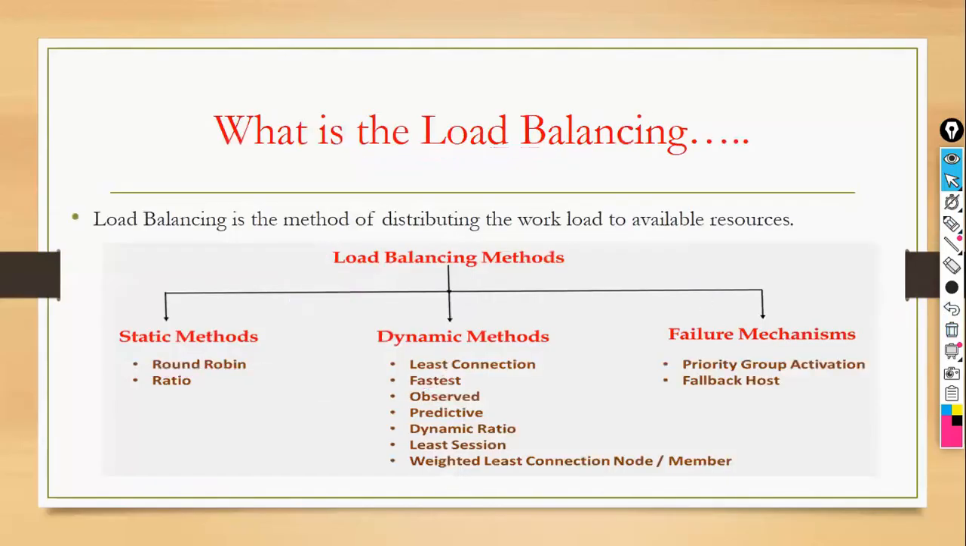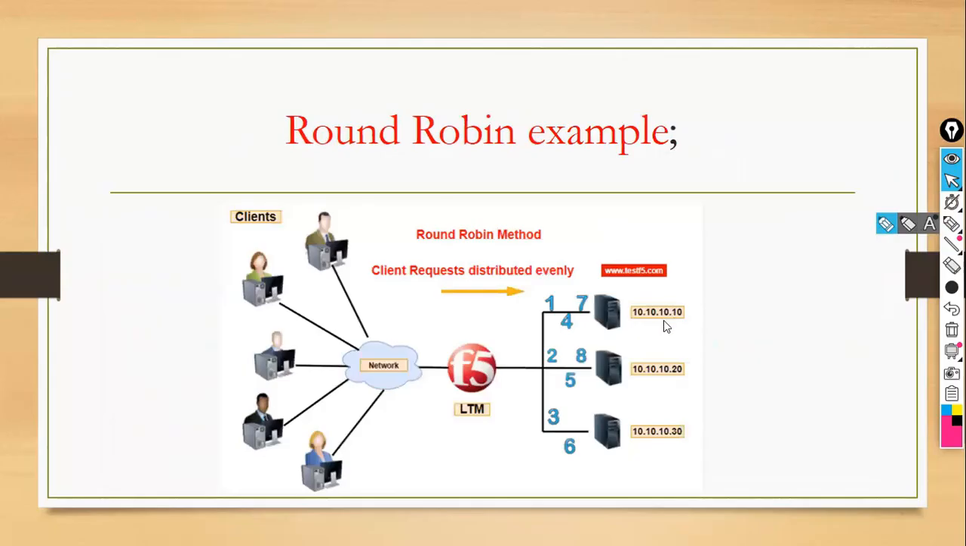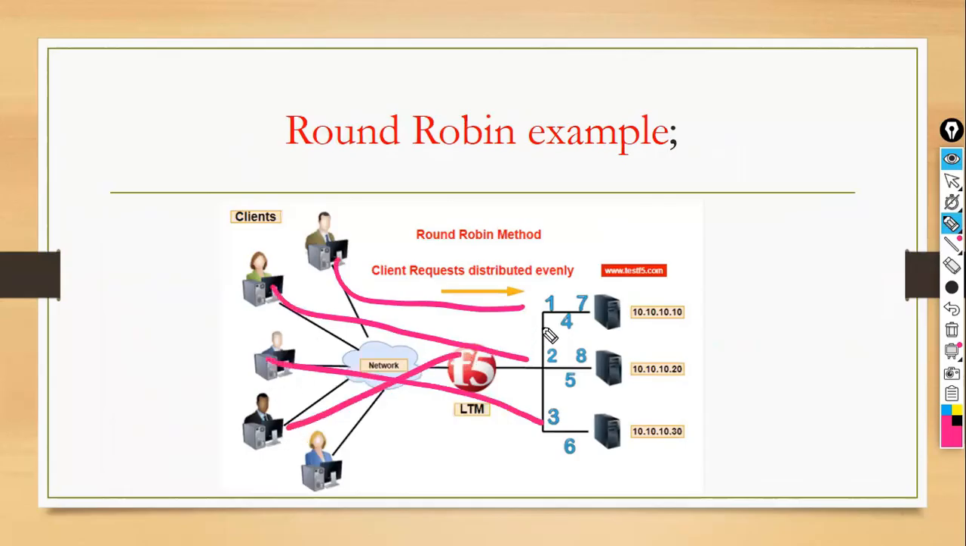Then we discussed what is load balancing: static, dynamic, failure. We just saw this slide, but we need to go deep dive. After that we discussed what is round robin. After we saw the example of round robin, the requests always go to all the servers, meaning the first request goes here, second here, third here, then the fourth request here, fifth here, and then sixth here, right? So this is just an example.